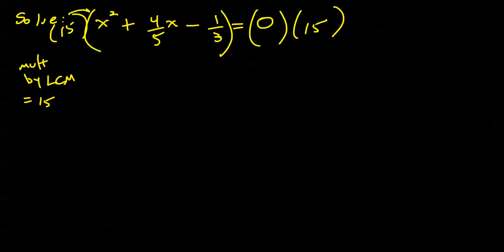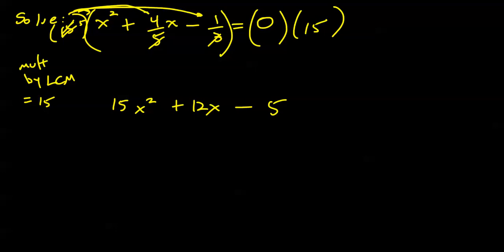All right, you've got to apply your distributive law. I'll get a 15x squared here. 15 times 4/5 x, well, 5 cross cancels into 15 3 times, and 3 times 4x is plus 12x. Minus, now I've got to multiply negative 1/3, of course. Well, 3 cross cancels into 15 5 times, and 5 times negative 1 is negative 5. Of course, on the right-hand side, 0 times anything is 0.